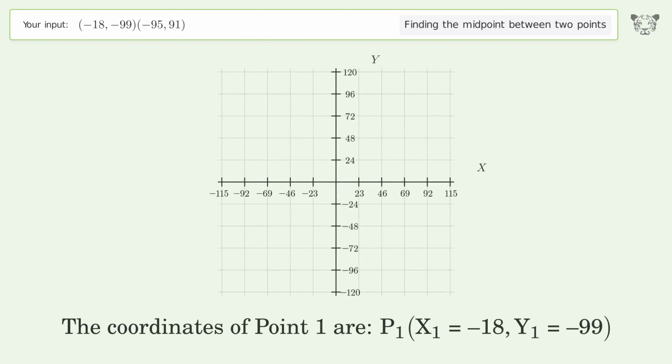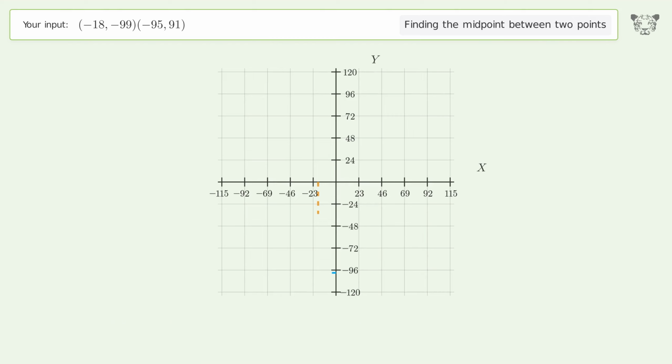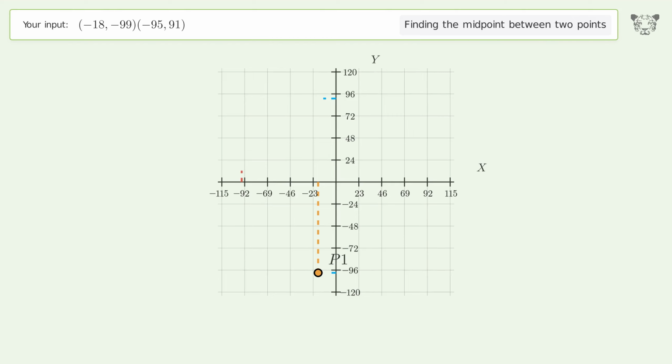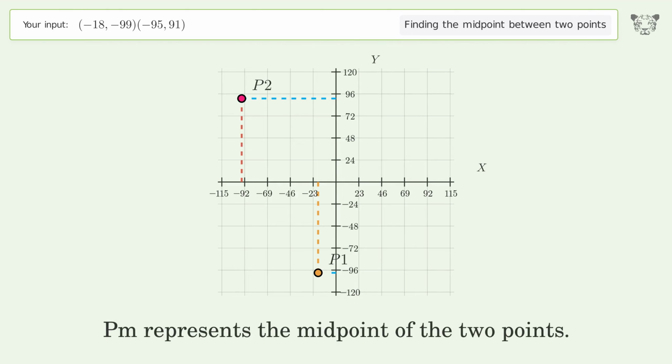The coordinates of point 1 are, x1 equals negative 18, y1 equals negative 99. The coordinates of point 2 are, x2 equals negative 95, y2 equals 91. PM represents the midpoint of the 2 points.